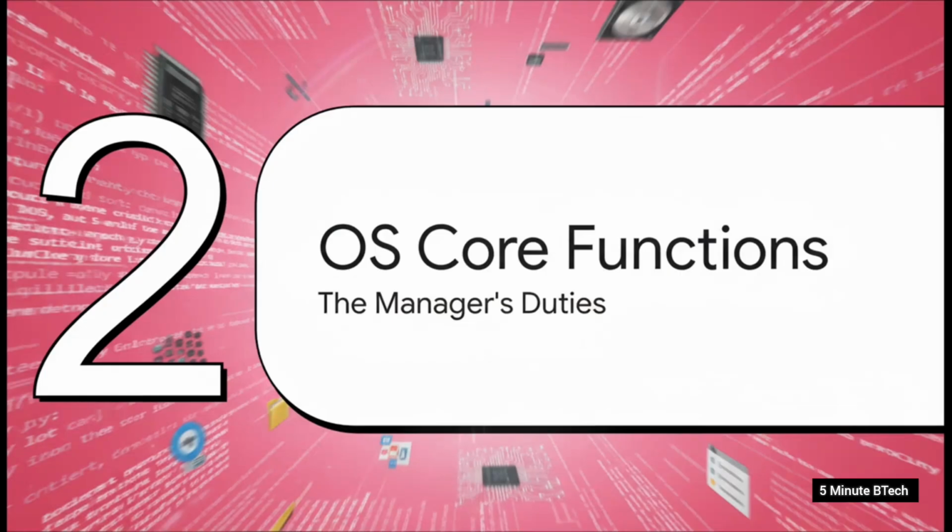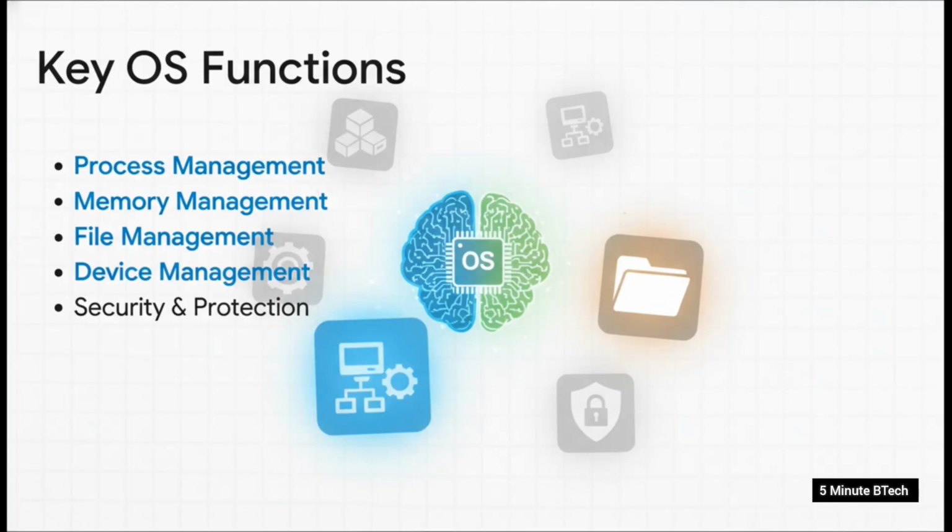So if our OS is the general manager, what's on its daily to-do list? Let's take a look at some of its most important jobs. Okay, wow, that is a lot of responsibility. This manager is definitely busy, right? It's juggling everything from which program gets to run to where your data is stored, and even keeping things secure. For now, let's just zero in on 3 of its biggest roles: process, memory, and file management.